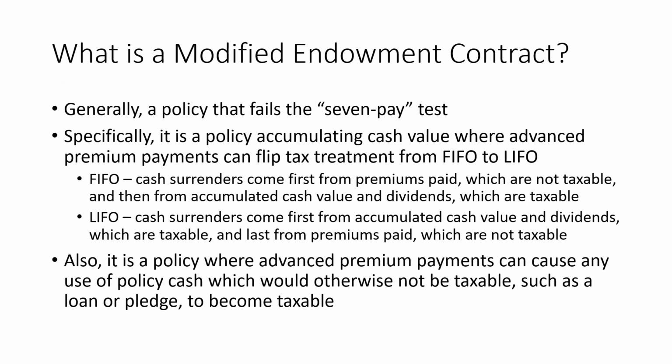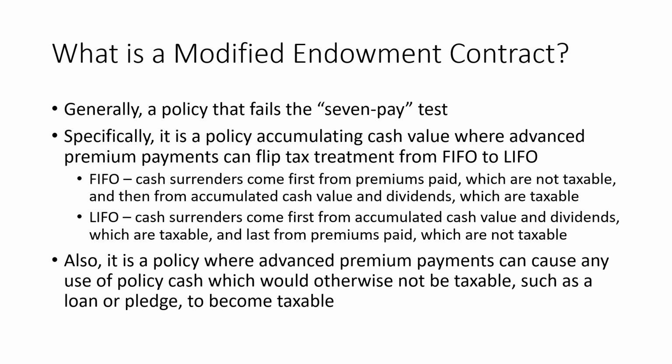So if you have traditional FIFO treatment, what that means is that any cash you pull out of the policy permanently is treated first as just being a return of your investment, so premiums paid and things of that nature, and then from accumulated tax deferred income like cash value and dividends. And then if you have LIFO treatment, it flips that on its head, where the cash out first comes from the tax deferred portion of the policy. So your cash surrenders would be out of cash value and dividends, and last would be a tax-free return of your premiums paid.